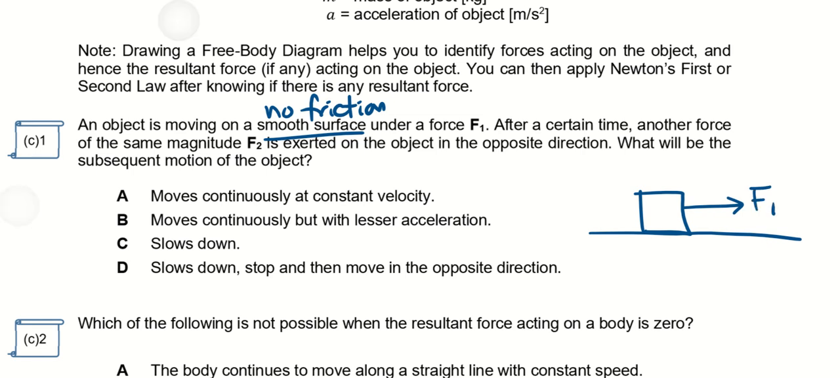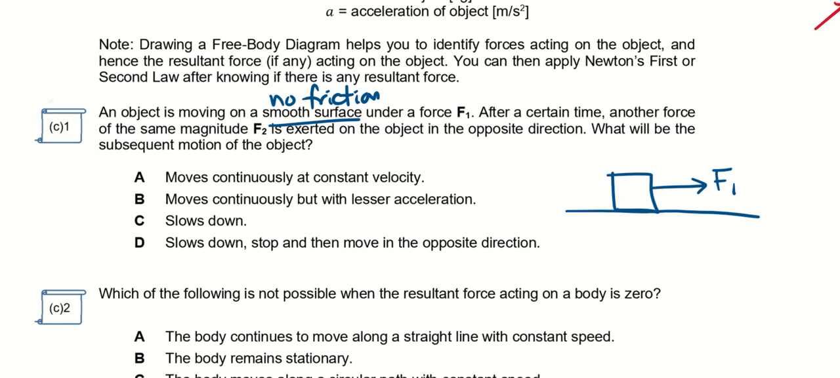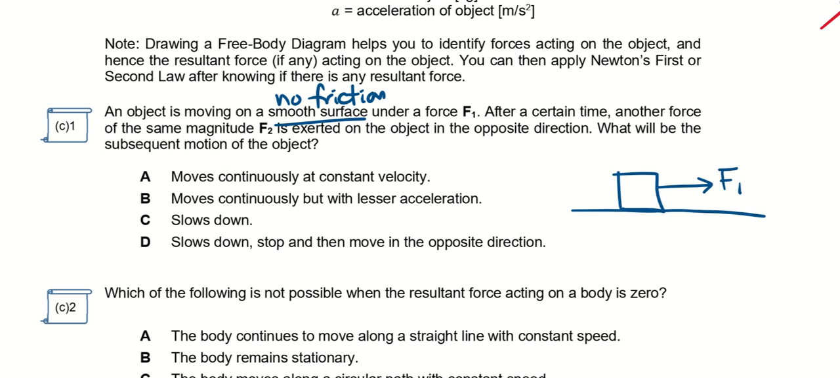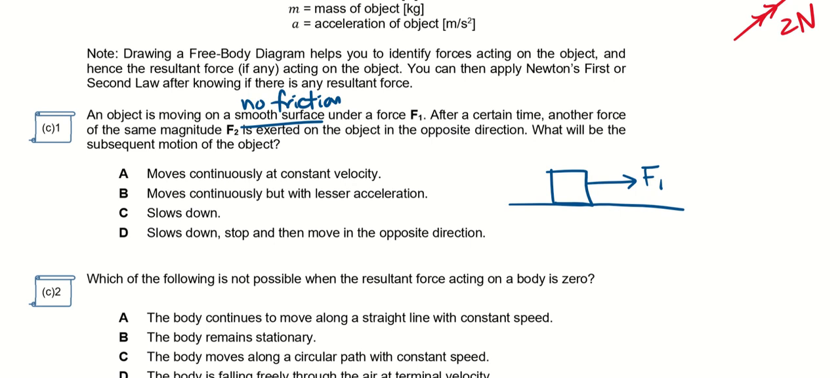Okay, so in this case, in the horizontal direction, is there any F net? Yes. In the first case, F1 is actually the F net, because the question says that it is a smooth surface, so there is no force to the left to oppose F1. So F1 is straight away F net. So what is the motion of this object? The motion is that it will accelerate to the right. Okay, so this is what I gather from the first statement.